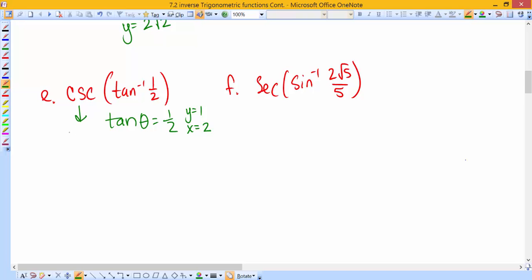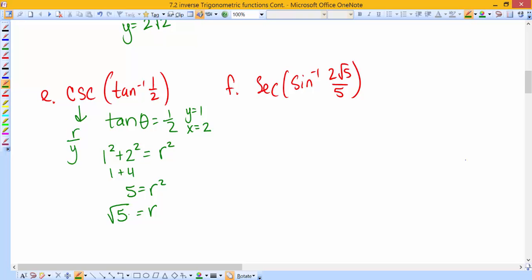Cosecant goes with my sine, so cosecant is the reciprocal of your sine value, or it is r over y. So you could either find sine and then take the reciprocal, or you can find r and y and then just plug in. Either way, you have to find r. So 1 squared plus 2 squared will equal r squared. 1 plus 4, so 5 equals r squared, so r equals the square root of 5.